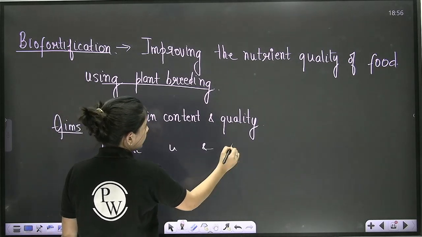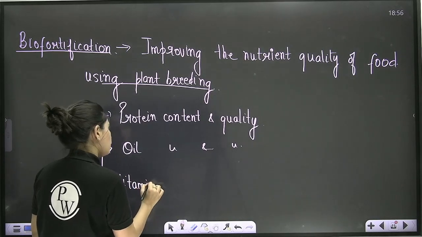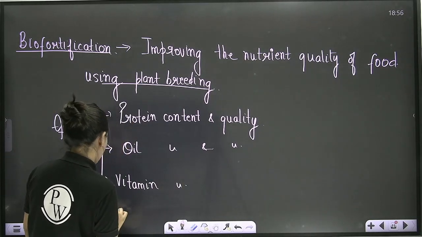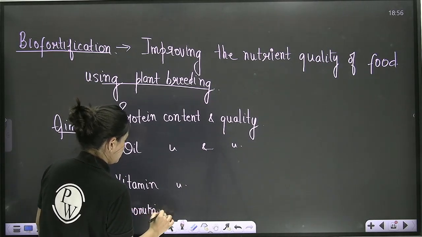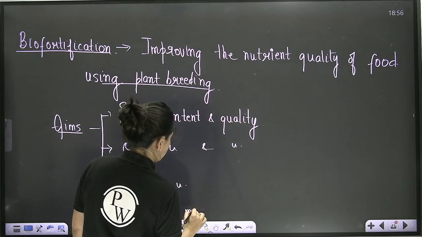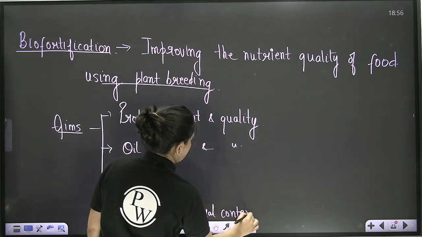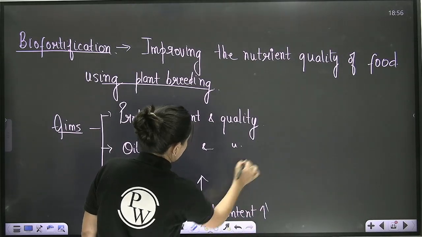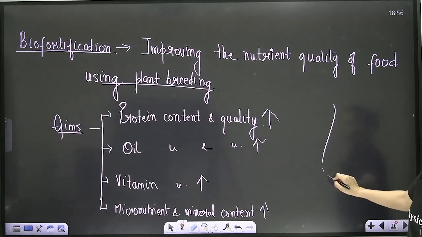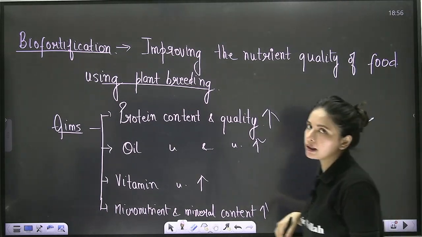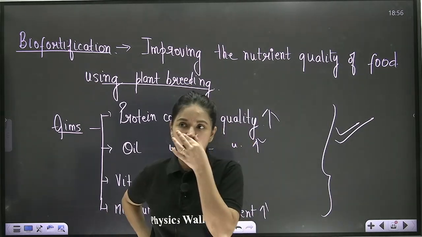Second is oil content and quality should be better. Third is vitamin content should increase. And fourth is micronutrients are also very important. Micronutrient and mineral content should also increase. Right? So these are the basic aims of biofortification which you have to remember. Very, very important. A question from here will definitely be asked to you.